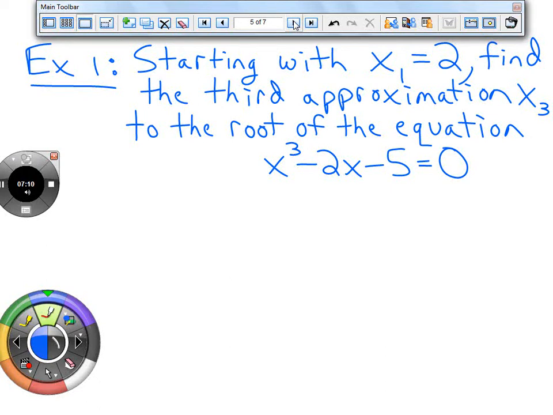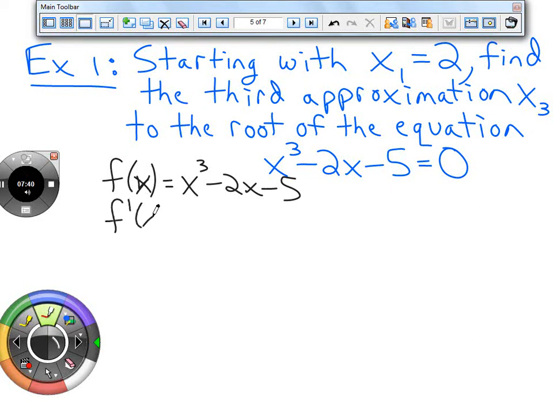All right, starting with an initial guess of x sub 1 equaling 2, find the third approximation, x sub 3 we would call it, to the root of the equation x cubed minus 2x minus 5. So the function that we're dealing with is f of x equals x cubed minus 2x minus 5. We have to have a function, so if it equals 0, we're just going to make it a function. And then we find the derivative, so f prime of x equals 3x squared minus 2.